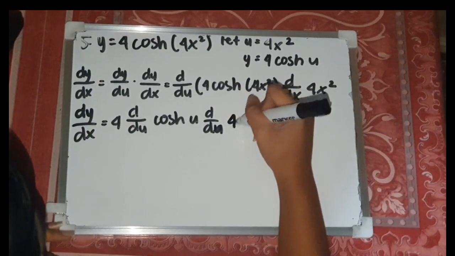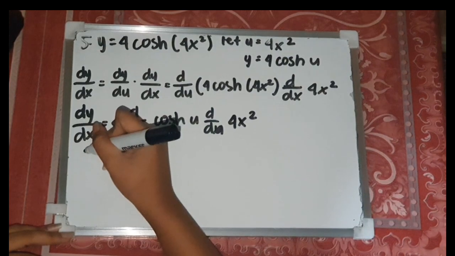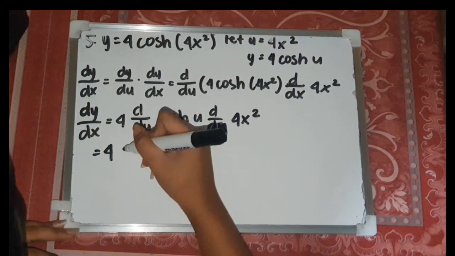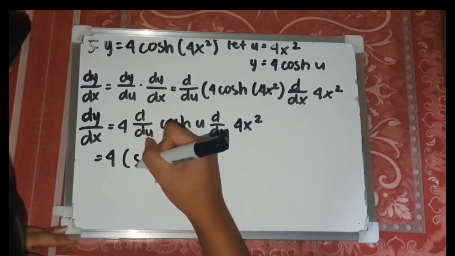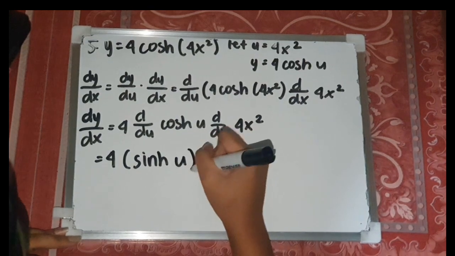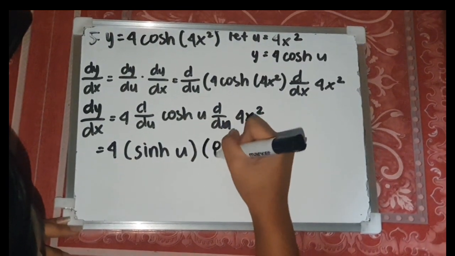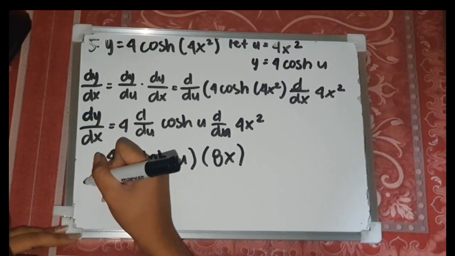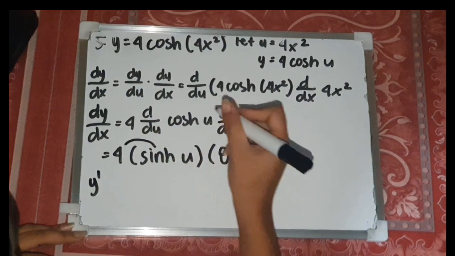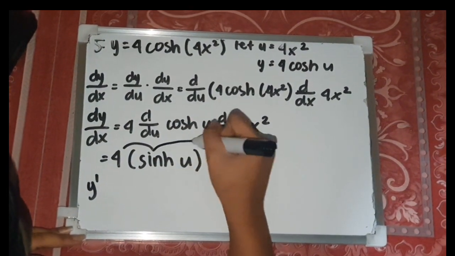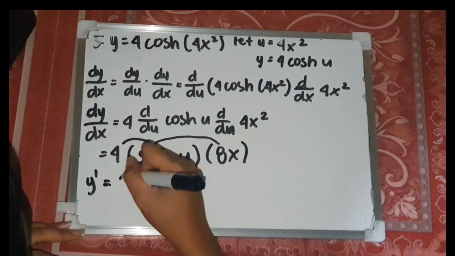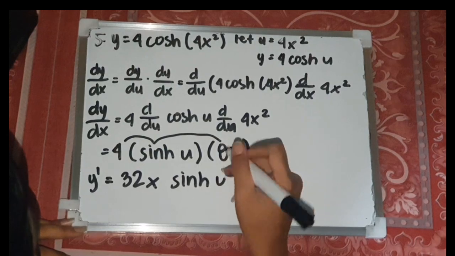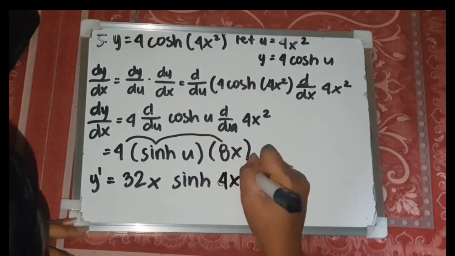So let us get the derivative of that. So 4, the derivative of hyperbolic cos u is hyperbolic sine u, and then the derivative of 4x squared is 8x, times the 4. Hyperbolic sine u and 8x, so 32x hyperbolic sine, where our u is 4x squared. So this is our answer.